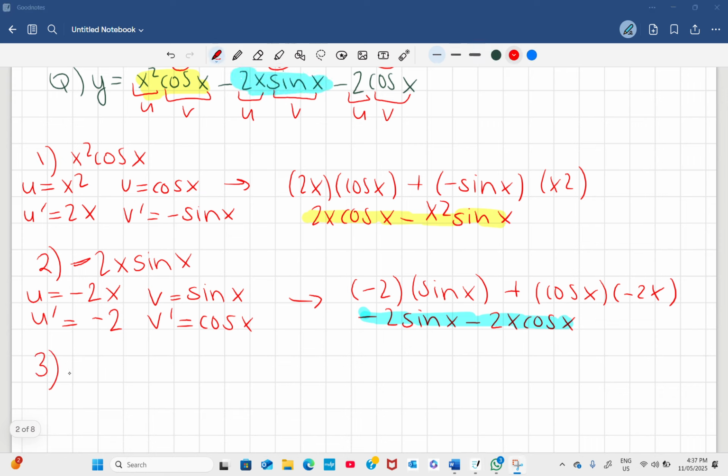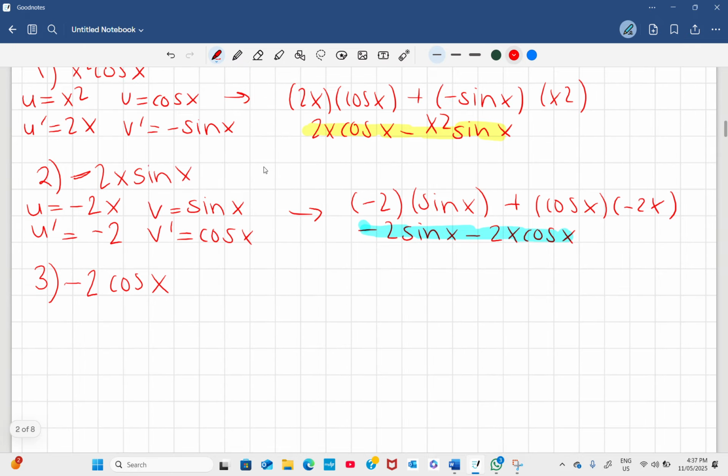Now for the third part, I have minus 2 cosine x. So let's do my u and v. I have u is equals to negative 2, u prime is going to be 0, v is equals to cosine x, my v prime is going to be negative sine x.